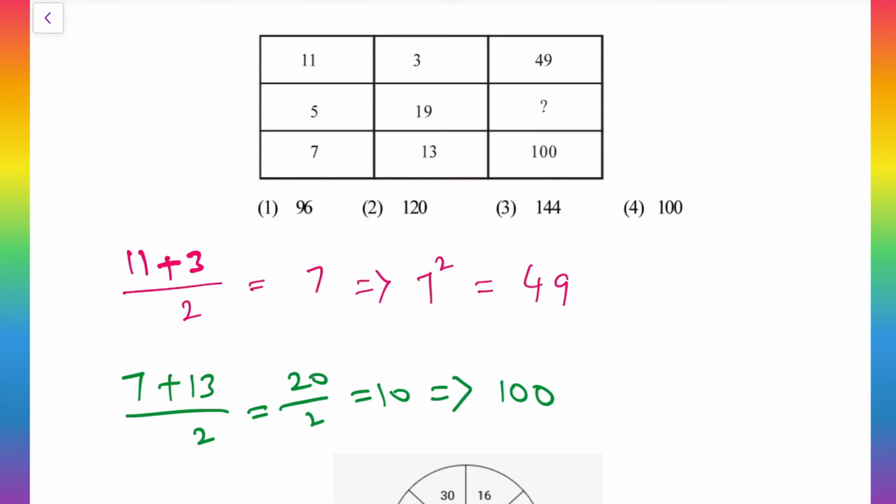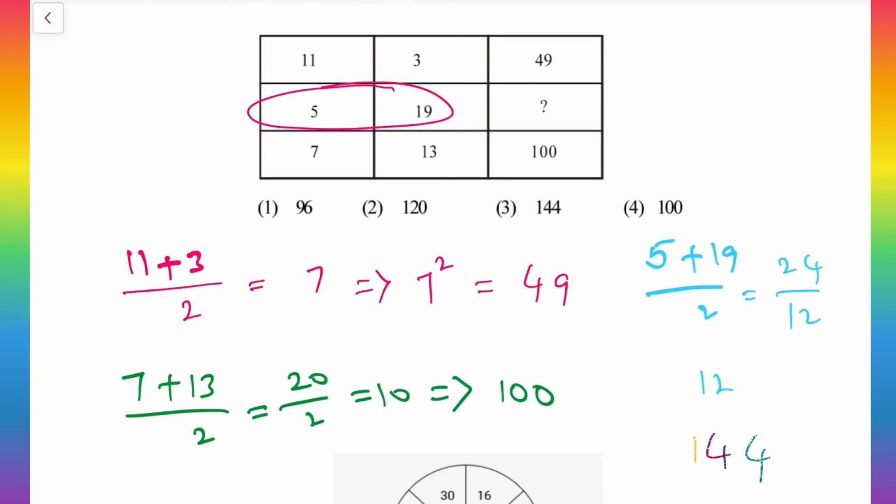Now the logic we got is correct, so let us apply the same for finding the missing number here. First these two numbers we need to add, that is 5 plus 19 divided by 2. 5 plus 19 is 24, 24 by 2 is nothing but 12. So for this 12 we need to do square now. So 12 square, 144. So this is the number which is missing in the question. Okay, let's move to the next question then.